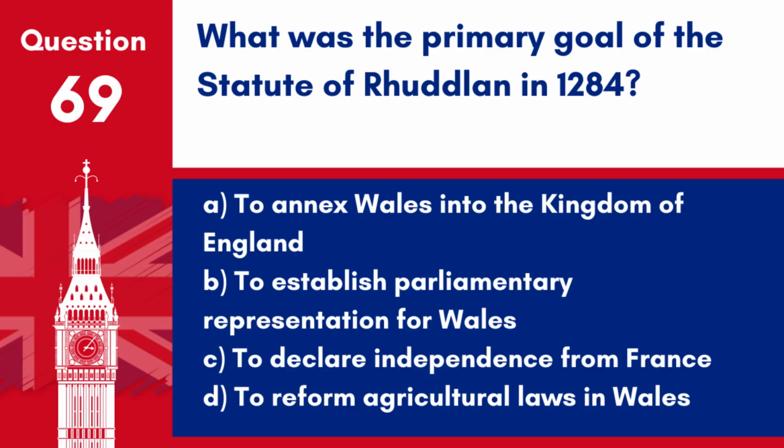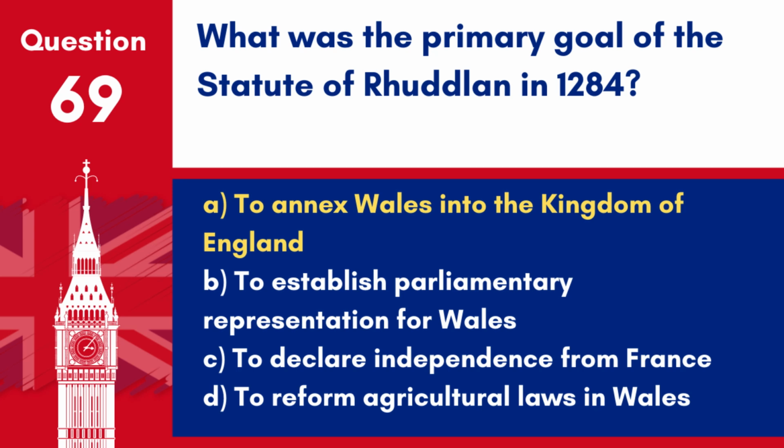Question 69. What was the primary goal of the Statute of Rhuddlan in 1284? A. To annex Wales into the Kingdom of England. B. To establish parliamentary representation for Wales. C. To declare independence from France. D. To reform agricultural laws in Wales.